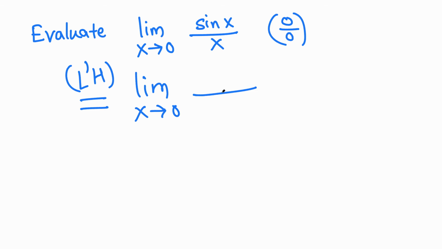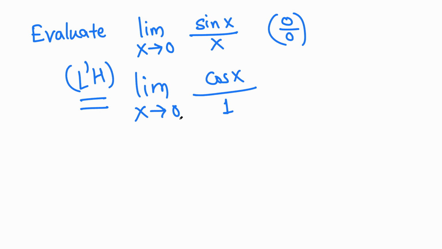So the derivative of sine x is cosine x, and the derivative of x is 1. Do not confuse this with the quotient rule or other rules of derivatives. We are not doing that. By L'Hopital's rule, we are finding the derivative of the top on the top, and the derivative of the bottom on the bottom, and the limit of this fraction is the same as the limit of this fraction.